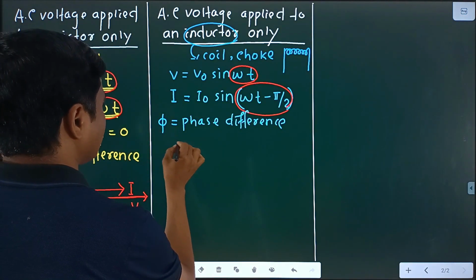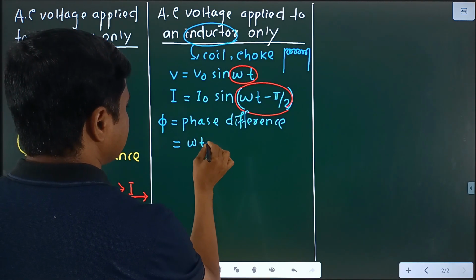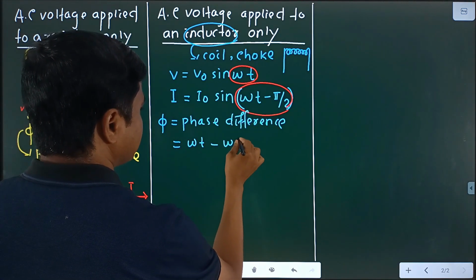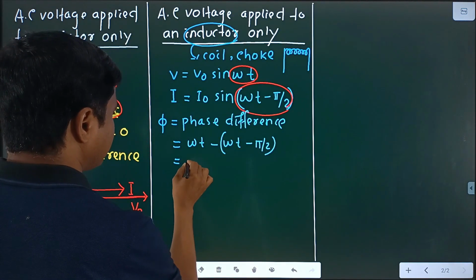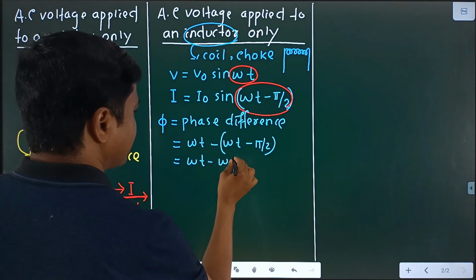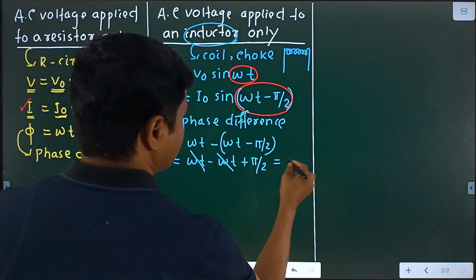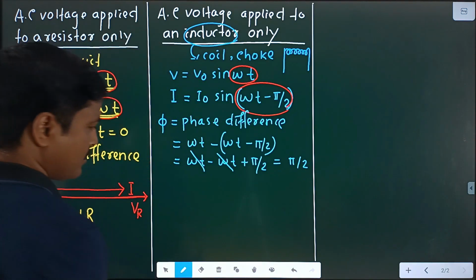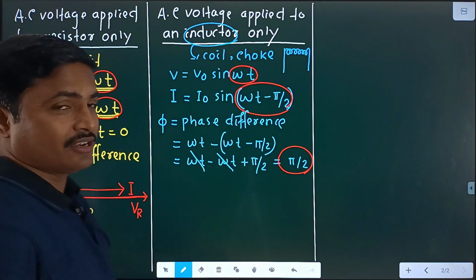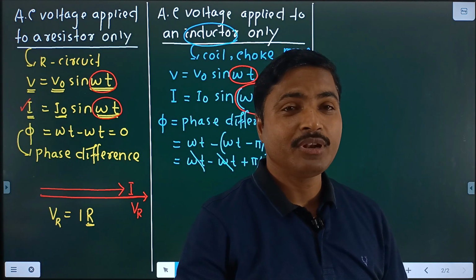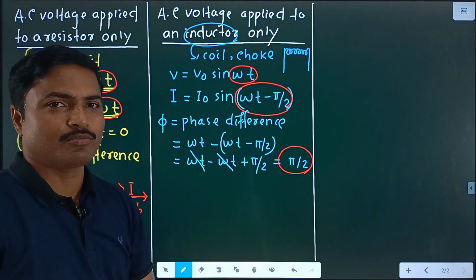And for the phase difference, we write the phase of the AC voltage, that is omega t, minus the phase of the current, that is omega t minus pi by 2. Clear? That is omega t minus omega t plus pi by 2, and omega t cancels. Only pi by 2 remains. That means for an AC voltage applied to an inductor only, or simply the L circuit, the phase difference is equal to pi by 2.